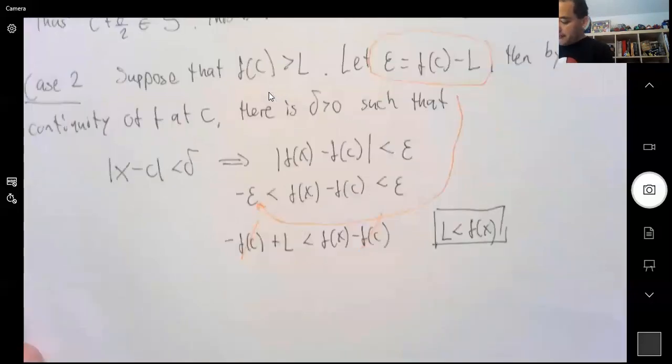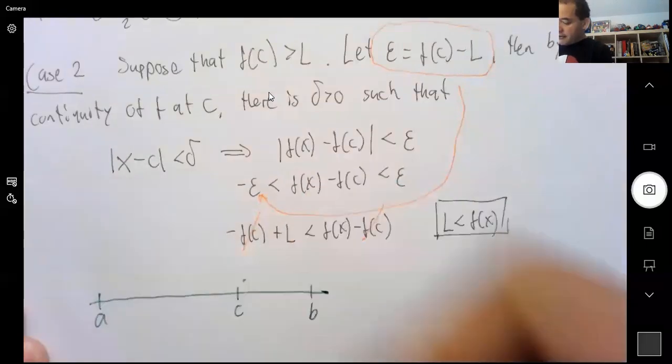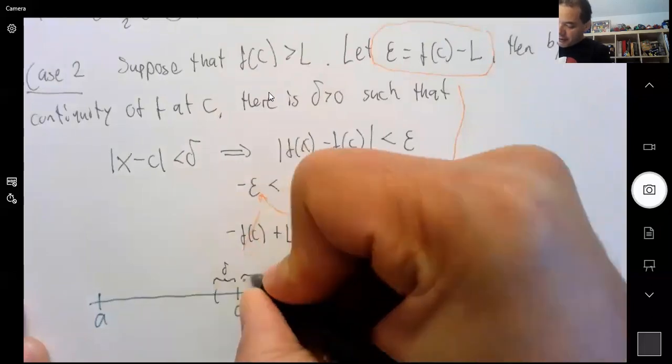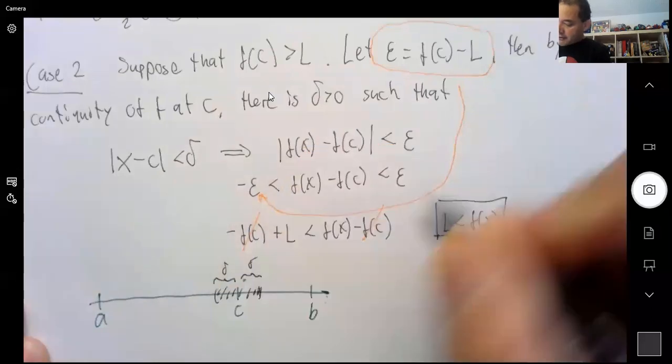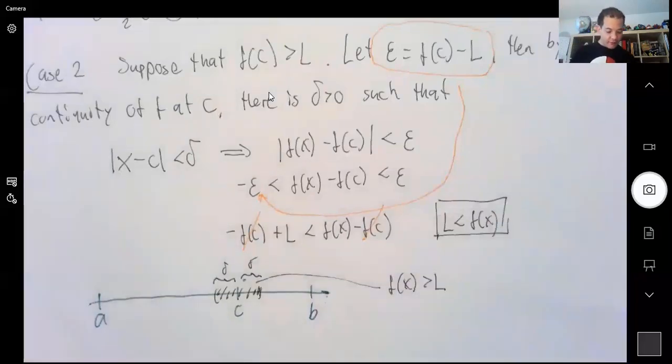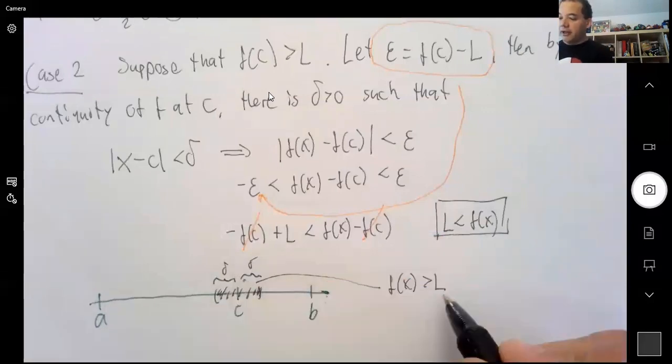So what's our situation? Here's A, here's B, somewhere there is C, and we got a little delta neighborhood where everyone in here satisfies that f of x is bigger than L. That's our situation. And why is this bad? Well, this is bad because what it means is that all the numbers to the left this time, all these numbers to the left, are not in S.